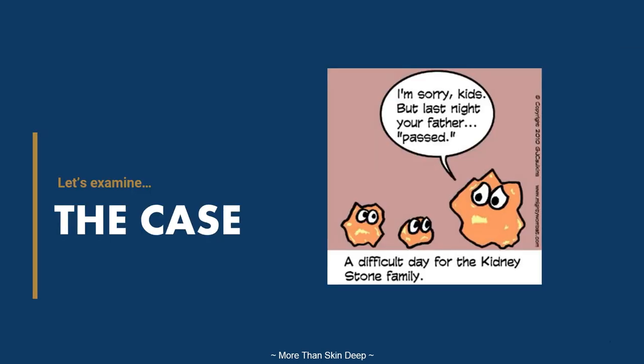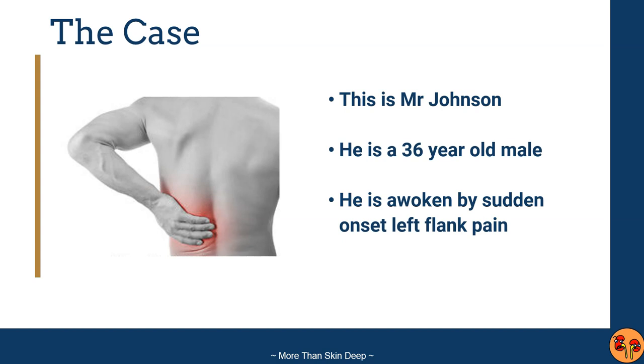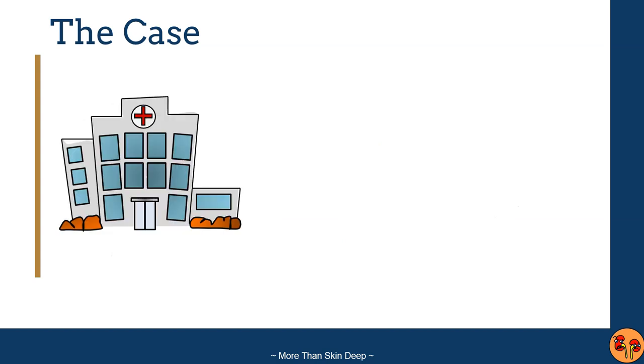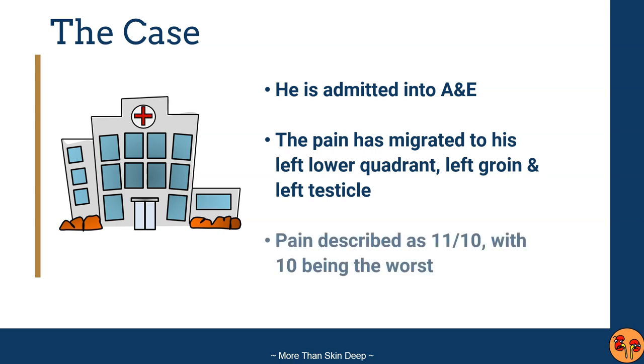Let's examine the case. This is Mr. Johnson. He is a 36-year-old male, and he was awoken by sudden onset left flank pain. He is admitted to the A&E department, and when asked about the pain, he describes that the pain has migrated to his lower left quadrant, left groin, and left testicle. The patient describes the pain as 11 out of 10, with 10 being the worst.